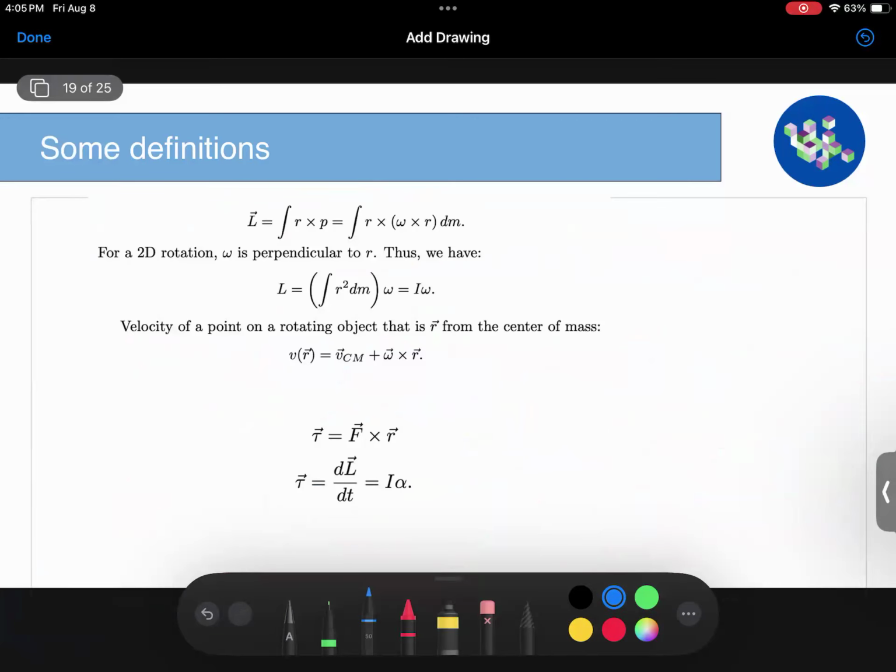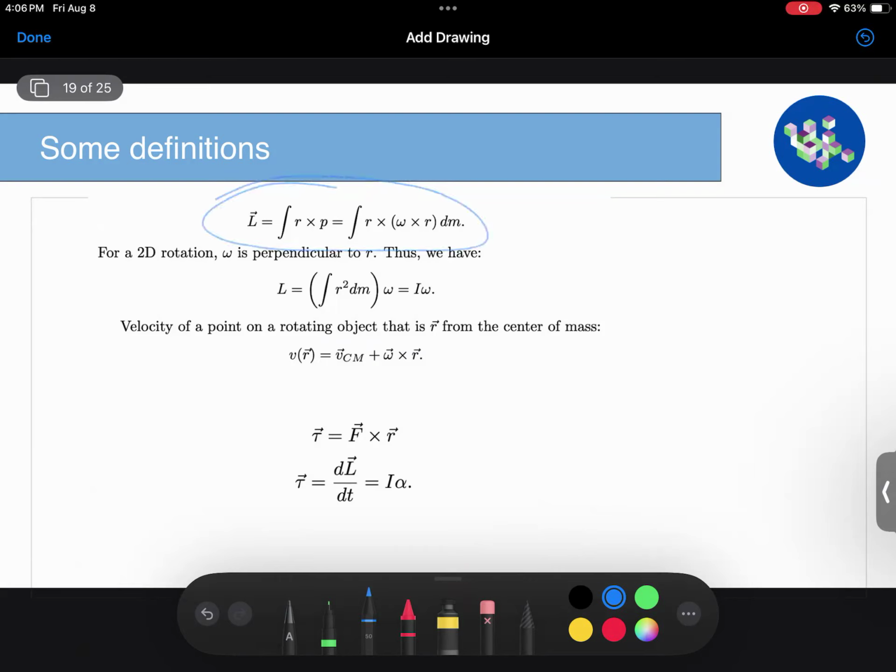Here are a few definitions. We're talking about 2D rotations, by the way. So a lot of things are different in 3D rotations. You'll find that the moment of inertia is a tensor, and angular momentum is much more complicated. Here, let's first look at two-dimensional rotations. It will be much simpler than three-dimensional rotations. So in 2D, this is our angular momentum.